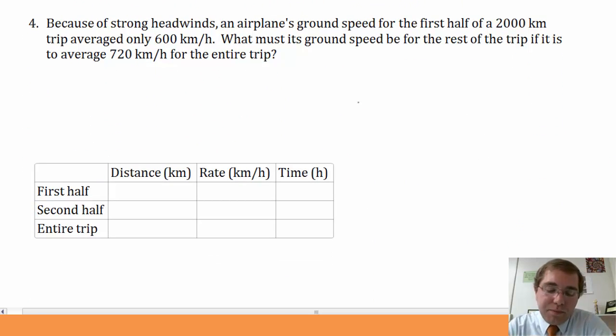Last problem. Because of strong headwinds, an airplane's ground speed for the first half of a 2,000-kilometer trip averaged only 600 kilometers per hour. What must its ground speed be for the rest of the trip if it is to average 720 kilometers per hour for the entire trip?